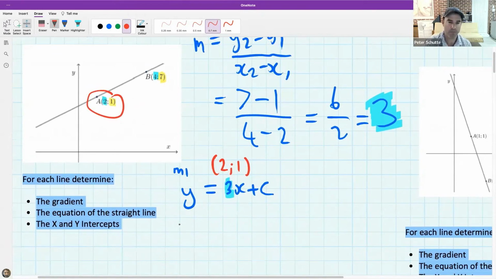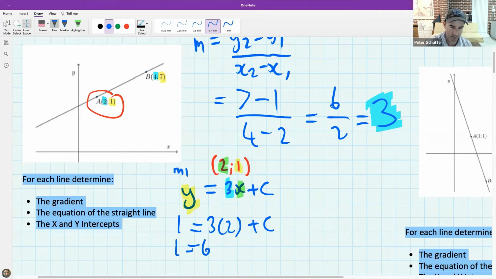Now what I'm going to do is I sub that in. Which one is y? Let's use a different color. This is y. Oh, that's not a very nice color. It doesn't contrast. So I know I have to replace that bit. And then over here, I know I'm going to replace that bit with that one. So I get 1 equals 3 times 2 plus c.